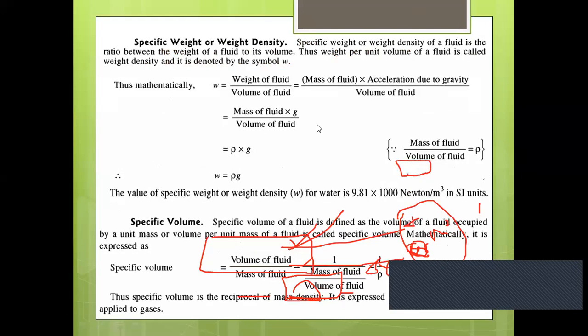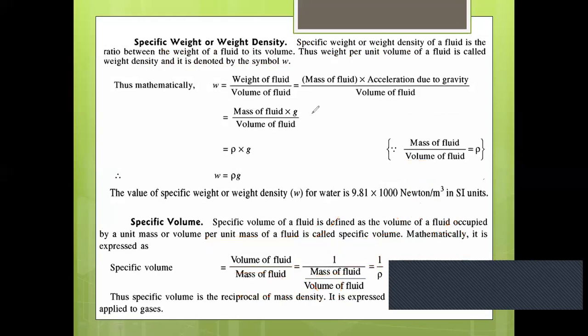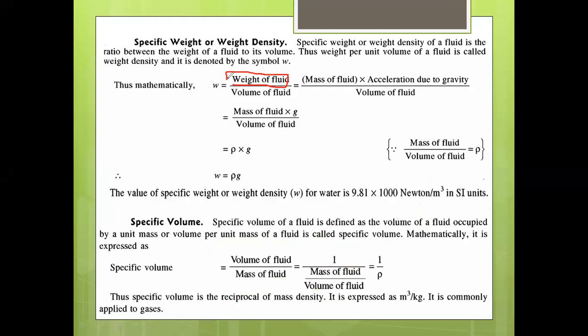So now let us discuss the next physical property of this fluid, that is weight density or specific weight. The definition is similar to the mass density. Instead of mass, here we have to consider the weight of the fluid. So the weight density of the fluid can be mathematically expressed as small w is equal to weight of the fluid upon volume of the fluid.